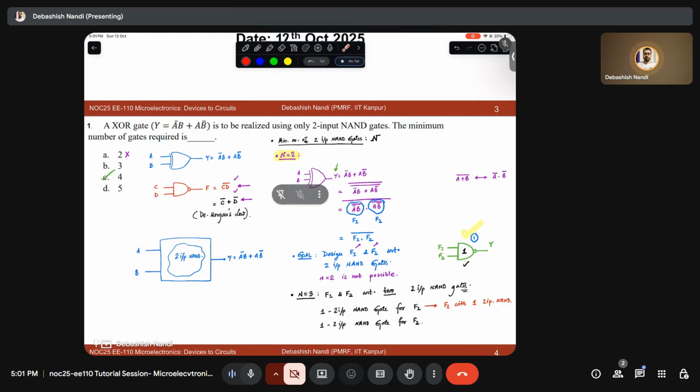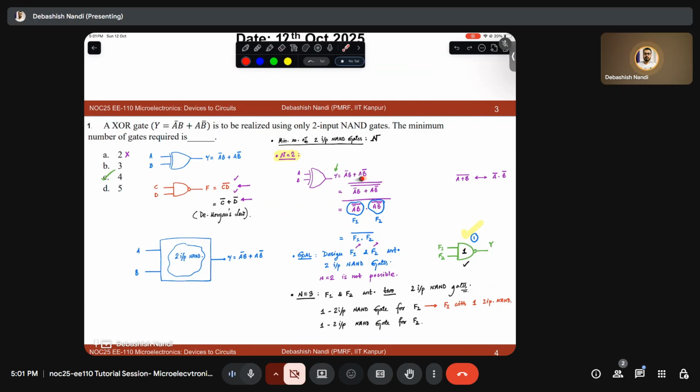It was asked that an XOR gate is to be realized using two-input NAND gates. The minimum number of gates required is this. You can see that the options are 2, 3, 4, and 5. We started with option 2, and we noted that De Morgan's law will play an important role in designing this from the very first. And then we started breaking the entire logic down using De Morgan's law.